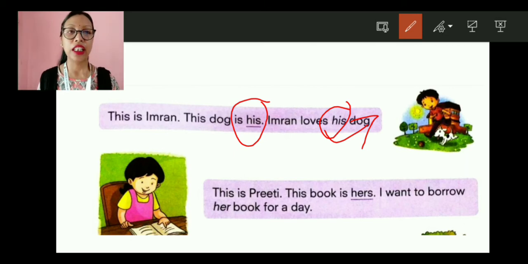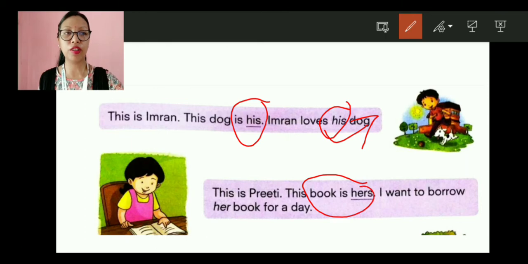Then the next one. This is Preeti. This book is hers. This book is hers because it belongs to her. It is a pronoun, hers, that is belonging to her. We are not mentioning the name of Preeti, but we are indirectly mentioning Preeti using the pronoun hers. So it will be a possessive pronoun. Next, I want to borrow her book for a day. Whose book? Preeti's book, right? Her book. So therefore it will be a possessive adjective.